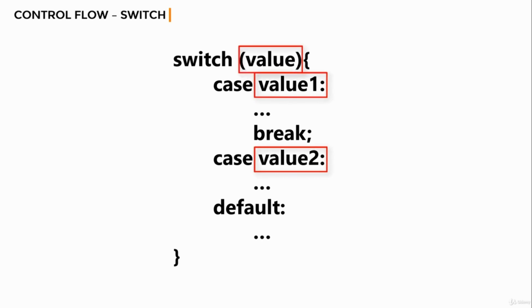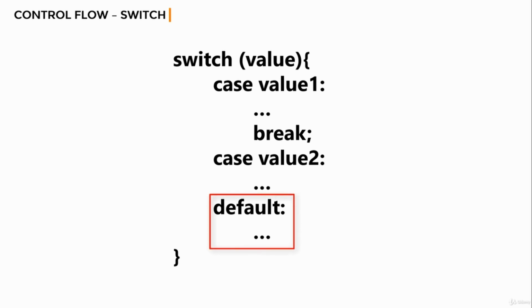So the value is compared with the values of each case, like case 1, case 2. If there is a match, the associated block of code is executed. When Java reaches a break keyword, it breaks out of the switch block. This will stop the execution of more code and case testing inside the block. The default part is executed when no case match is found.